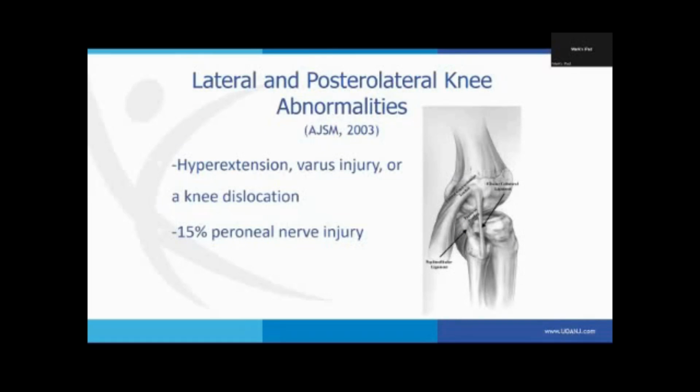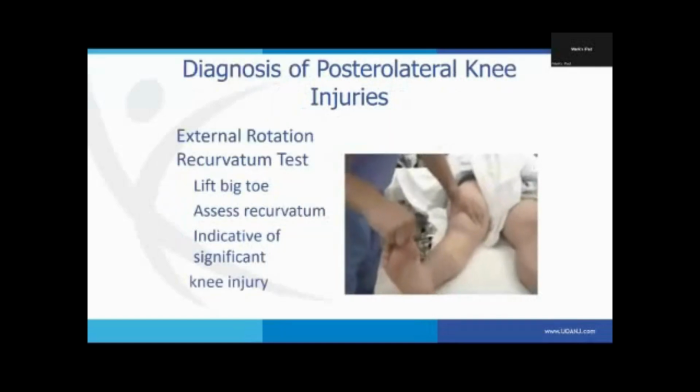Posterolateral corner, very well described by one of Dr. Buckley's mentors, Dr. LaPrade, who described all these structures here, including the LCL, the popliteus, the popliteofibular ligament, and the lateral gastrocs. This we will see with a varus mechanism, much less common than the valgus mechanism, or a hyperextension maneuver, or more of a complete knee injury with a knee dislocation. Important to know, the peroneal nerve is right nearby.